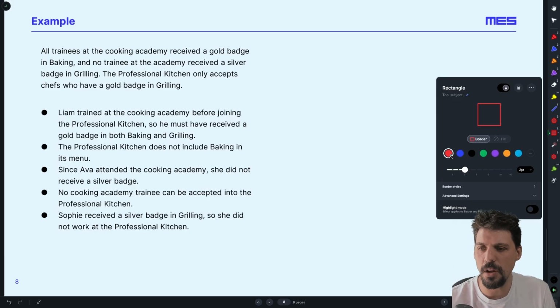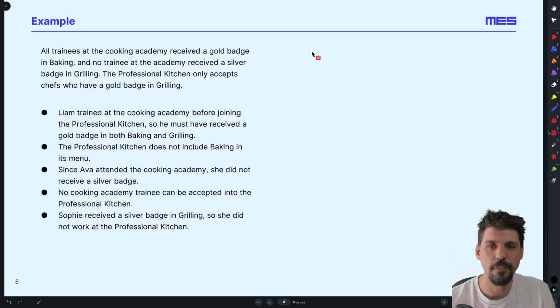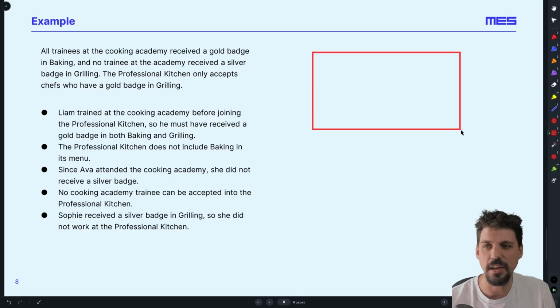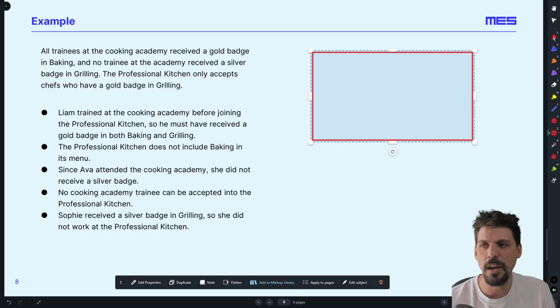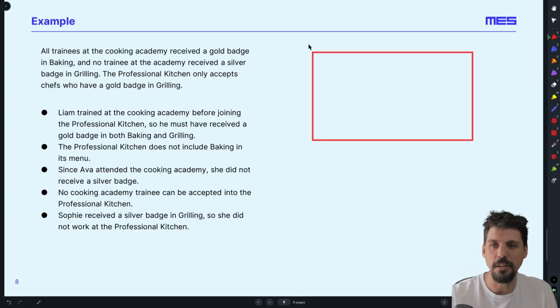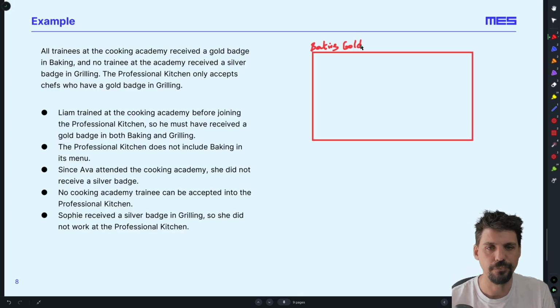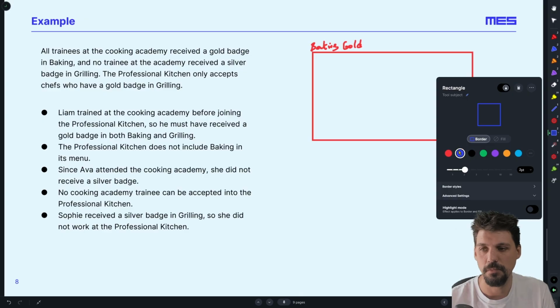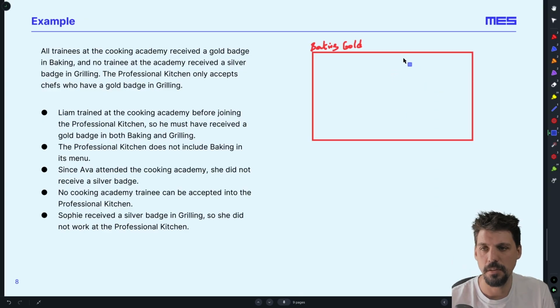So first things first, we know that everyone in the academy, all right? So we could do two boxes here, right? But everyone in the academy got a baking gold. So I'm going to put that in there. Everyone has a gold badge in baking, so baking gold. Now, no trainee at the academy received a silver badge in grilling. So we know that there are some people doing grilling. Okay. So some of them are doing grilling.